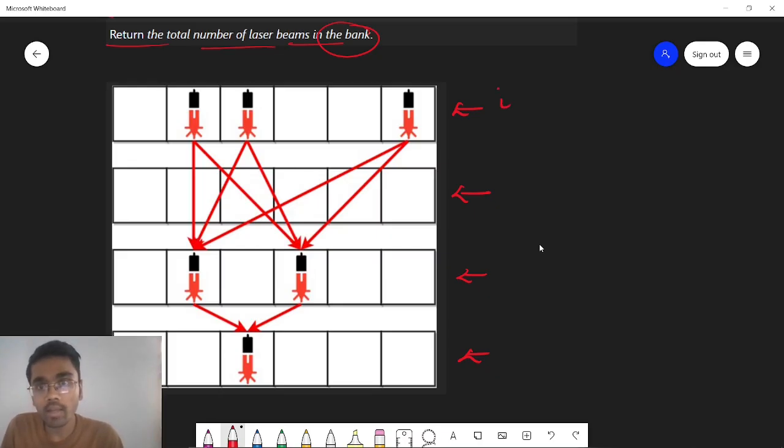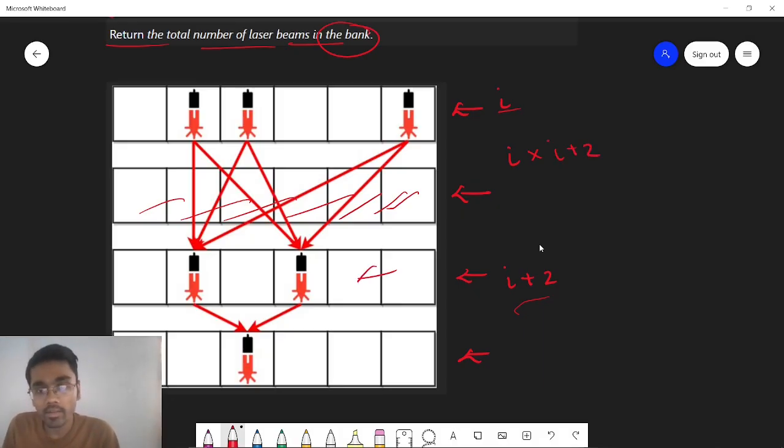So this is, let's say, the ith row we are currently at. This is making laser beams with this particular row, that is the i plus 2th row. So why is it making them? Because there is no row in between which has some devices. So this row has no devices in between. So we can say that the ith and i plus 2th rows will make laser beams with all the devices with each other. So in total how many beams will be formed by these two rows? The total number of beams will be the number of devices in the ith row multiplied by the number of devices in the i plus 2th row.